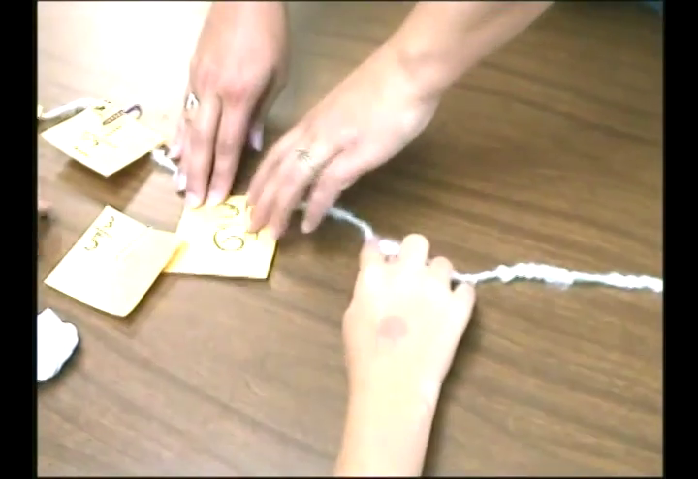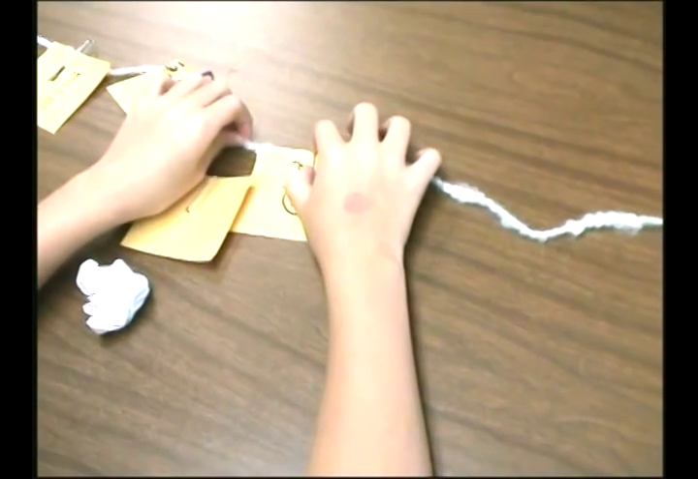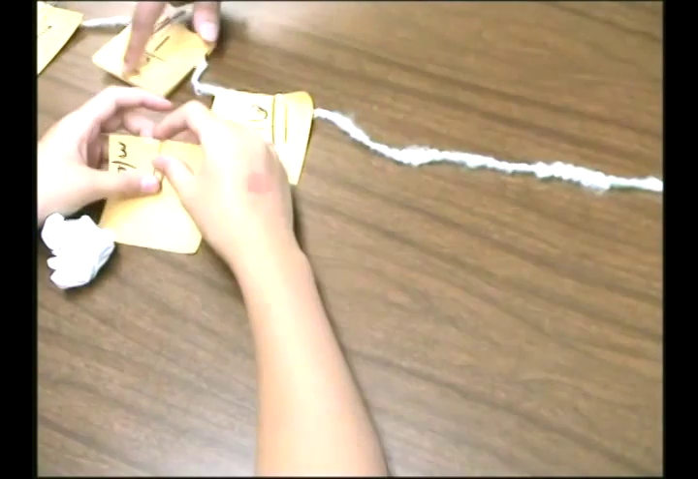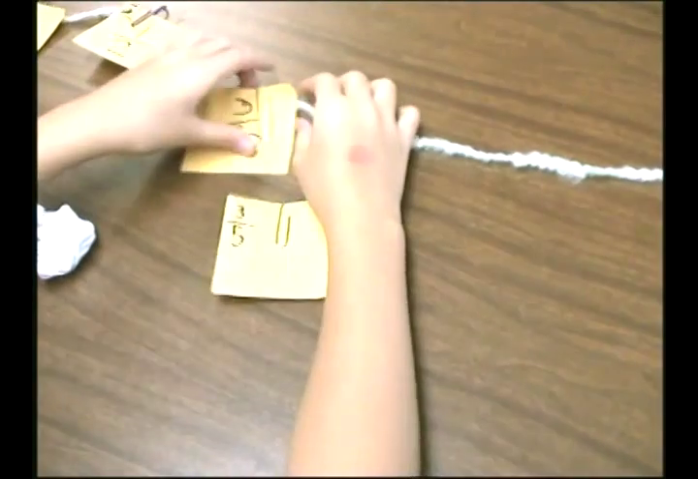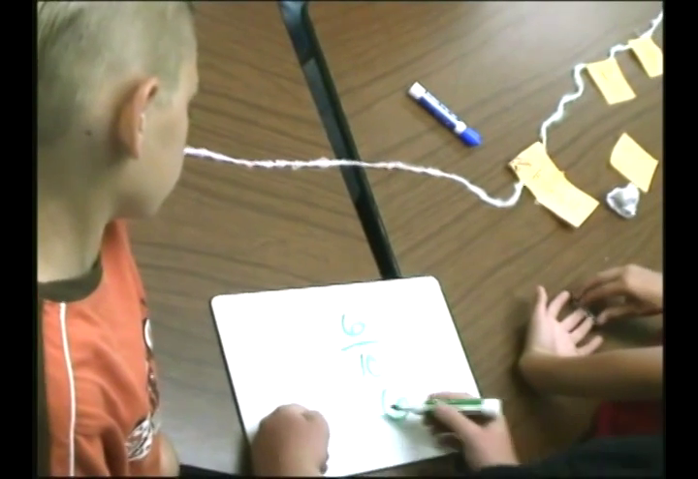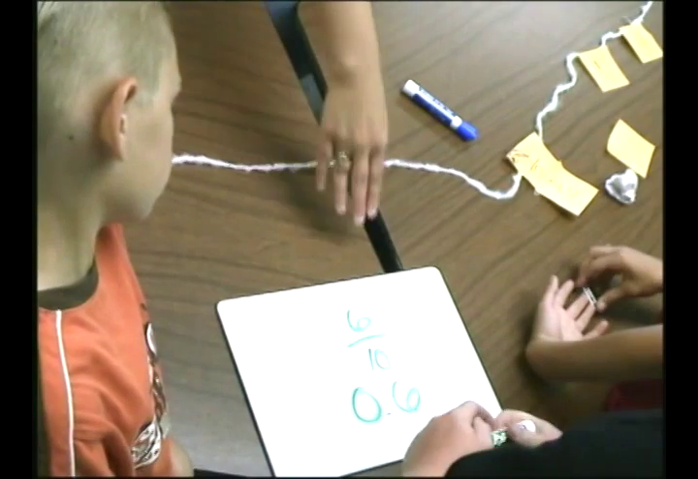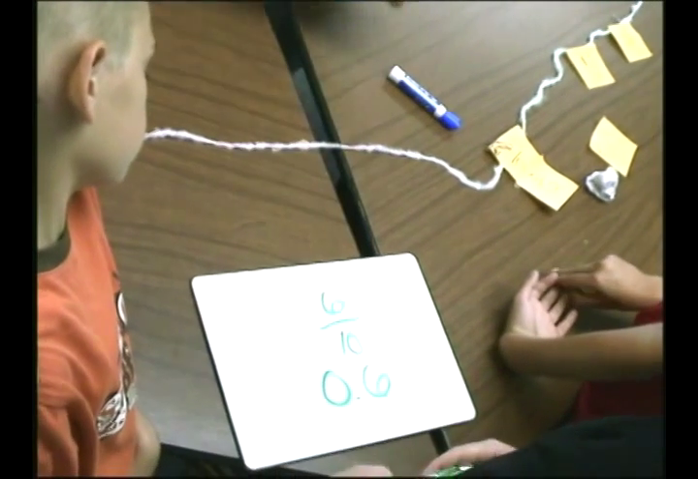What about this one? It's a half also, because 3 is half of 6? Yeah. Okay, so why don't we attach it to this one? Because it's 1/2. Very good. So 6/10 is 0.6.